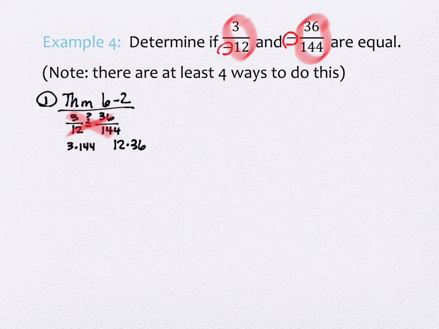What is 3 times 144? 432. What is 12 times 36? It is 432 as well. And those, in fact, are equal. Therefore, the fractions are equal, right? This proves that the fractions are equal fractions.